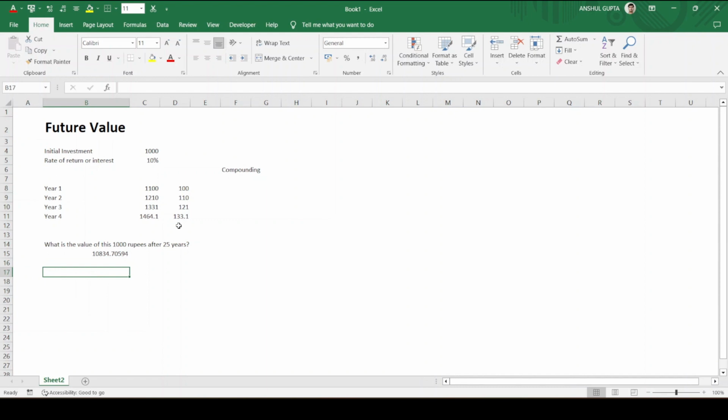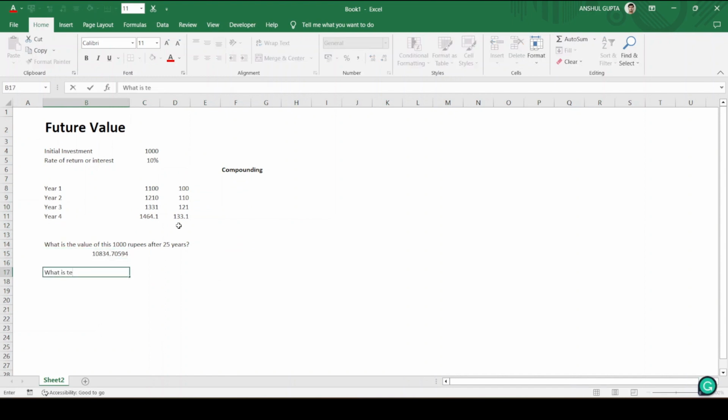What if I ask you to calculate the value of 1000 rupees after 50 years? A layman or a normal person will think you can simply take this, multiply it by 2, and you can calculate the value of 1000 rupees after 50 years. But this is not the case because there is something known as compounding. Our interest component is increasing year by year. So let's calculate this as well.